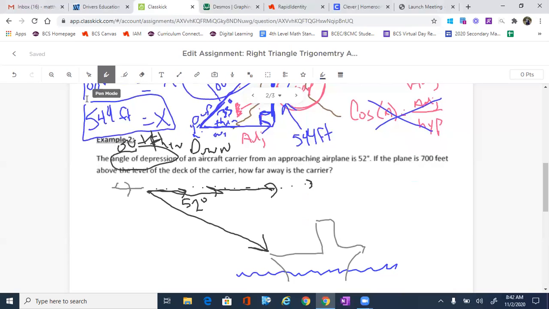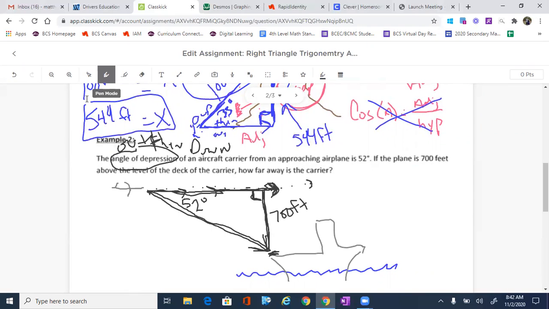Now, if the plane is 700 feet above the level of the deck, so the deck is right here, and the plane is flying this direction and looking down at that aircraft carrier, and it is 700 feet above it. That means we have 700 feet is the altitude above it right there. So we've got that as our vertical distance. Okay, how far away is the carrier?